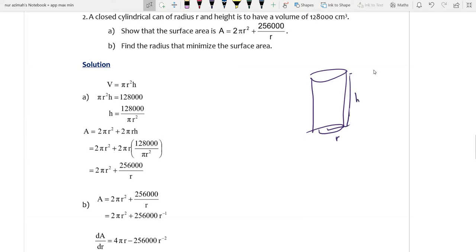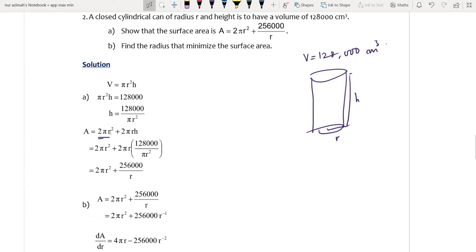Now, the first thing that we need to do is to extract the information that we have, right? What we have is the information that the volume is 128,000 centimeter cube. Therefore we will optimize this question by using the volume formula for a cylinder. So V is pi r squared h. Pi r squared h is equal to 128,000. Therefore, h is 128,000 over pi r squared. And the formula for A is 2 pi r squared plus 2 pi r h.